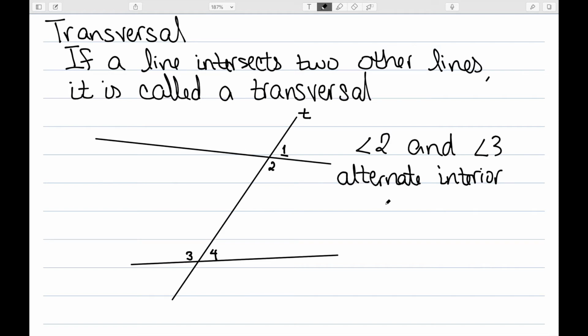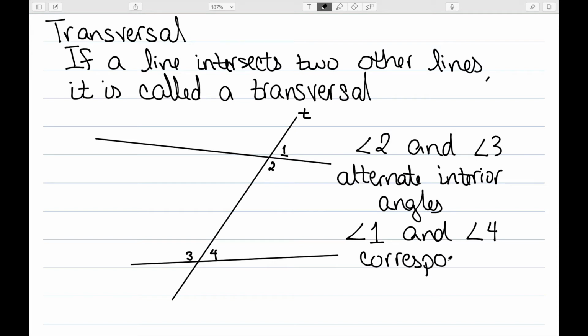This is because they are on the interior of these two lines, and they're on opposite sides of the transversal. Angles 1 and angle 4 are known as corresponding angles. And this is because they're in the same corresponding spot on my two original lines. So if I think of these 4 angles here and these 4 angles down here, we're looking at things that are in corresponding spots.